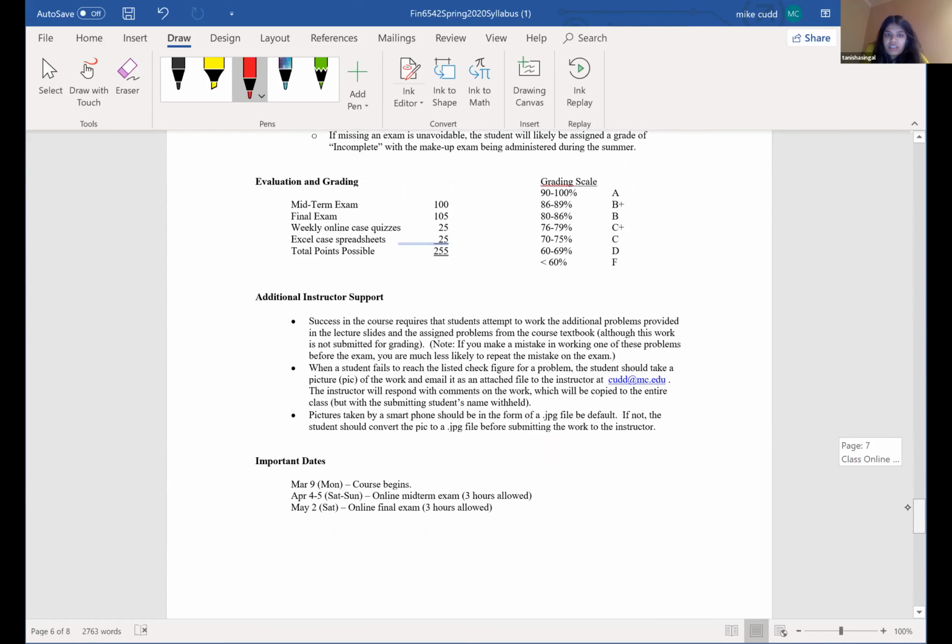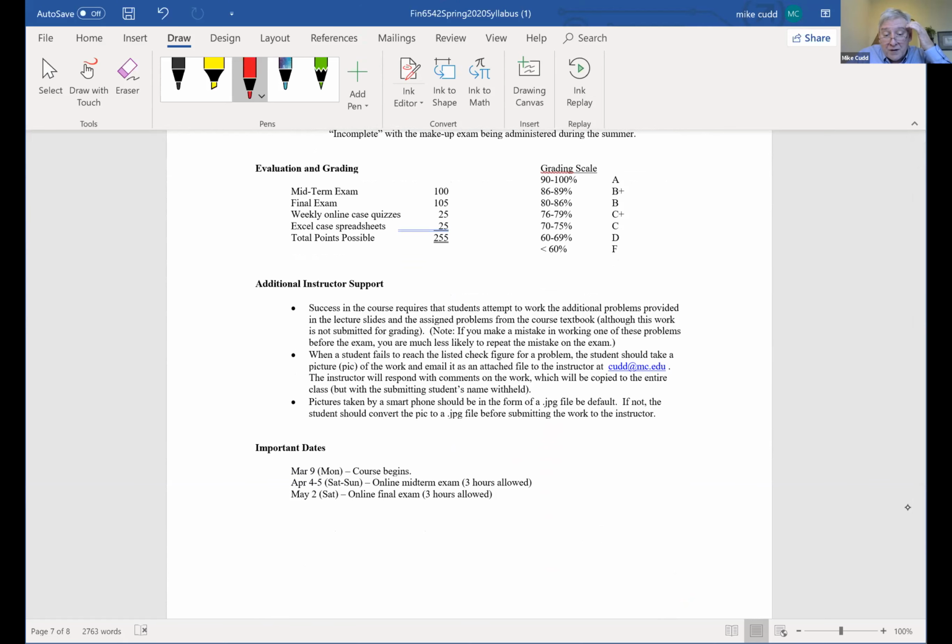For the course, you've got a midterm and a final. The midterm's worth 100. The final's worth 105. I don't remember why. Don't worry about it. The midterm and the final will be comprised of a bunch of problems like the ones out of the book and out of the slides, not case problems, except for one thing. The last problem is an Excel spreadsheet like one of the cases.